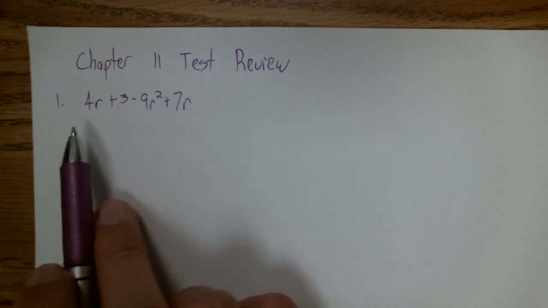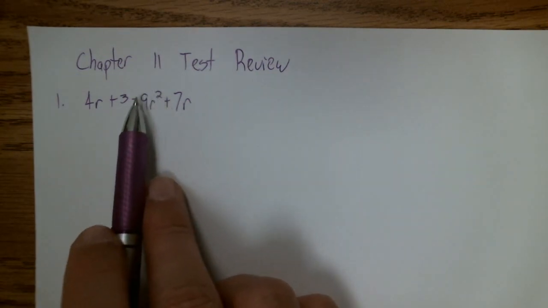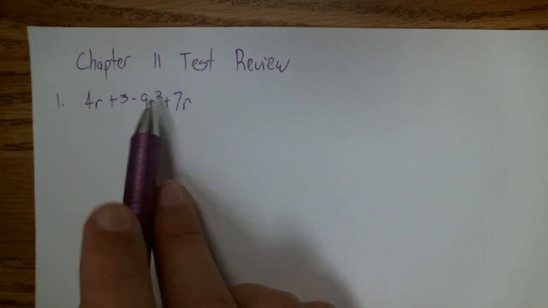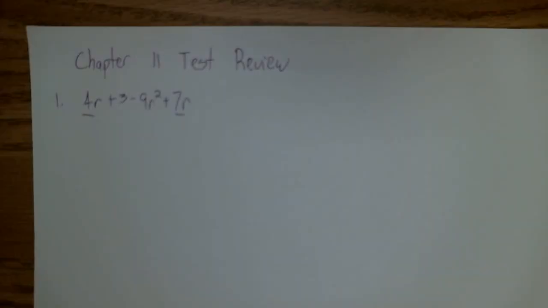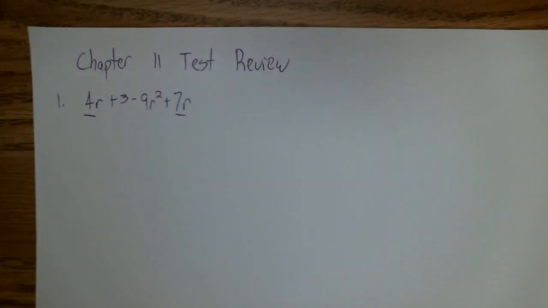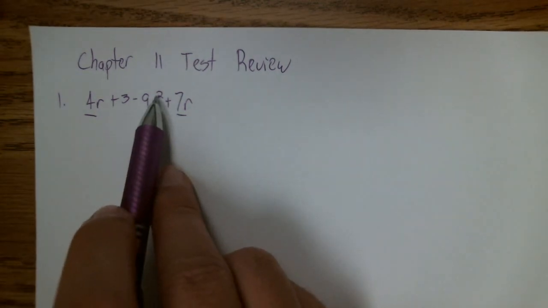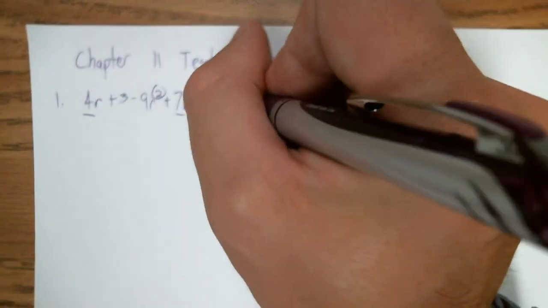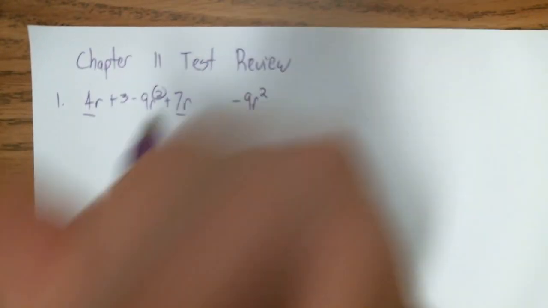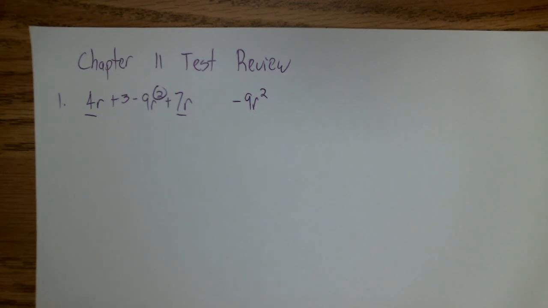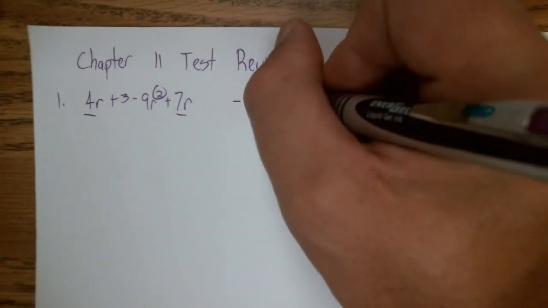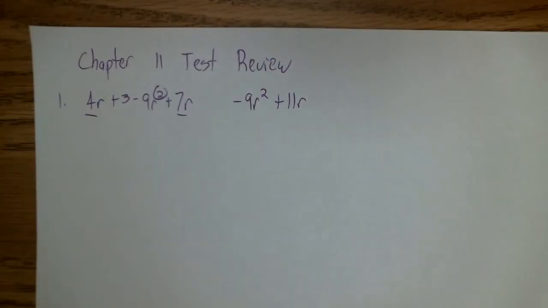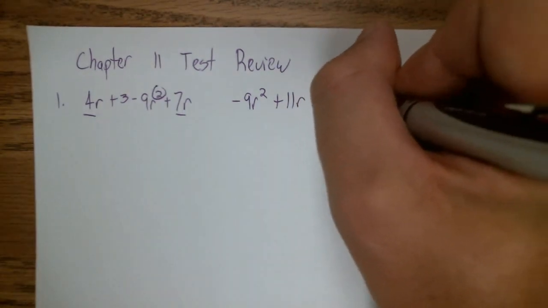Okay, so standard form: remember, number 1, you have to combine your like terms if you can, and then you write your term with the highest exponent first. I noticed right out the gate that I have a 4r and a 7r. I've got 4 apples plus 7 apples, that's 11 apples. So I'm going to put the term with the highest exponent first. I'll write the negative 9r squared first because that's the highest exponent. Then I combine my like terms, 4r and 7r, that's 11r. And then I have my constant.